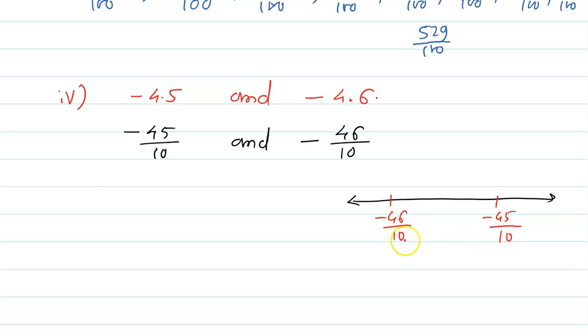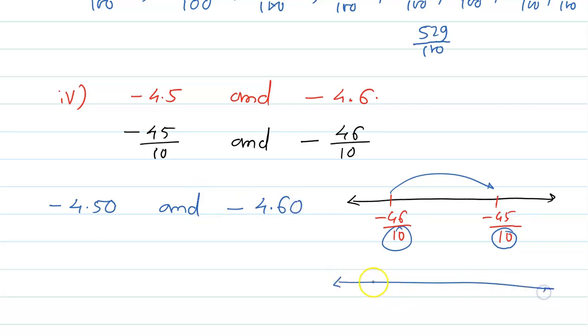So once we have the denominator as 10, after minus 46 by 10 the next unit place comes towards the right, and we have minus 45 divided by 10. So now we can write minus 4.5 as minus 4.50 and minus 4.6 as minus 4.60. Look over the number line: somewhere we have minus 4.60 and after that, to the right of it, we have minus 5.0.